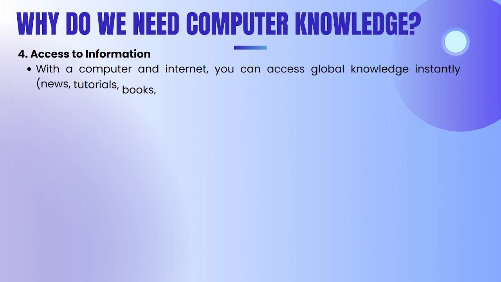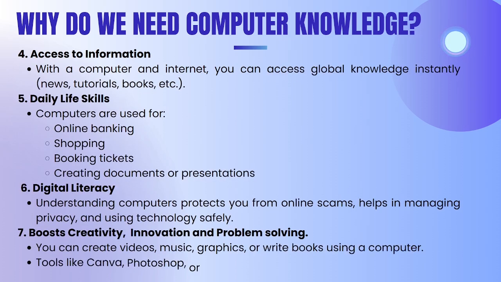Number 4, access to information. With a computer and internet, you can access global knowledge instantly. News, tutorials, books, and many others. Number 5, daily life skills. Computers are used for online banking, shopping, booking tickets, creating documents or presentations. Number 6, digital literacy. Understanding computers protects you from online scams, helps in managing privacy, and using technology safely.